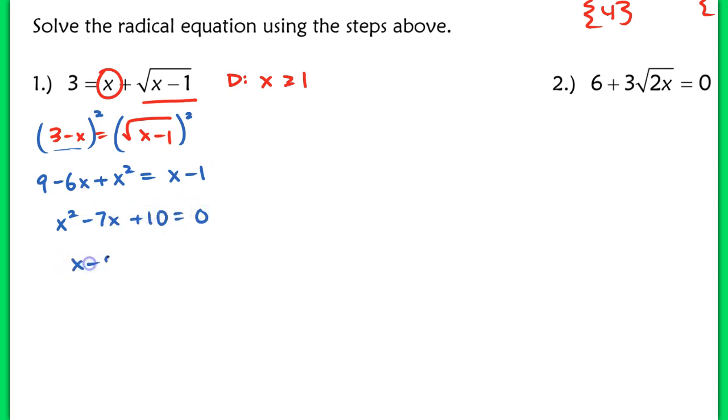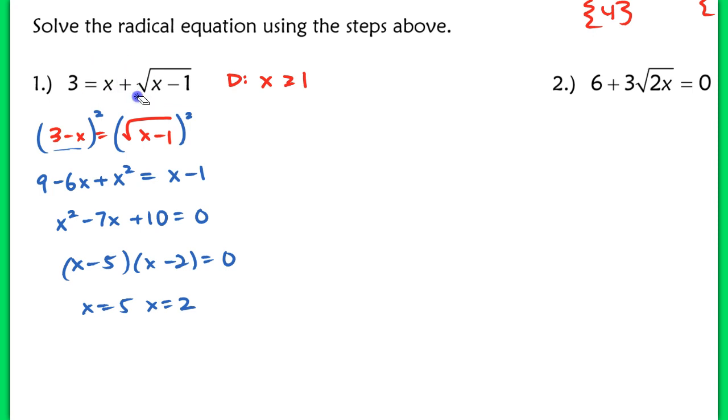So here I have to factor, and I'll have two different solutions. So I have x equals 5 and x equals 2. Now both of these numbers do fit within your domain. They are greater than or equal to 1. If one of them was negative, we throw it out right away. But you always must check to see if your solutions actually work in the original problem.